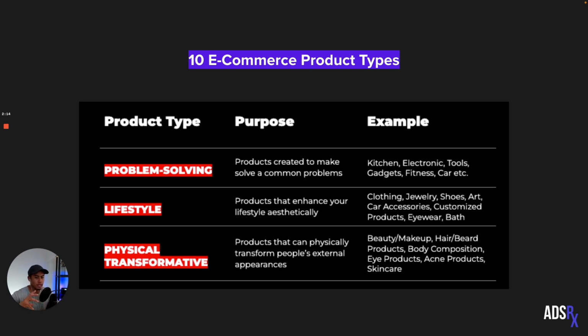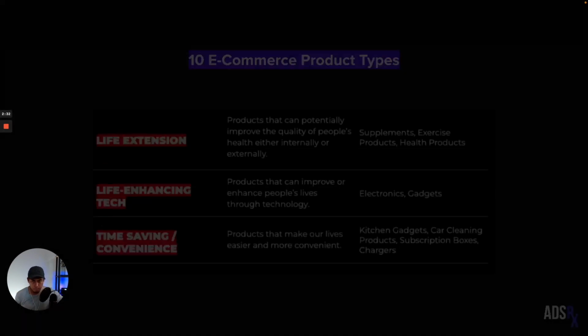Number 3 is physical transformation. These are products that can transform your external appearance. Okay, you're physically transforming yourself. Beauty and makeup, hair and beard products, body composition, eye products, acne products, skincare. Look, you're using this product and you're transforming your physical appearance.